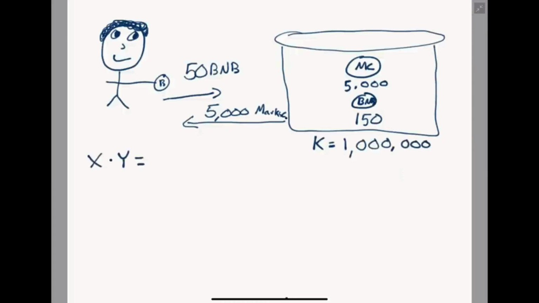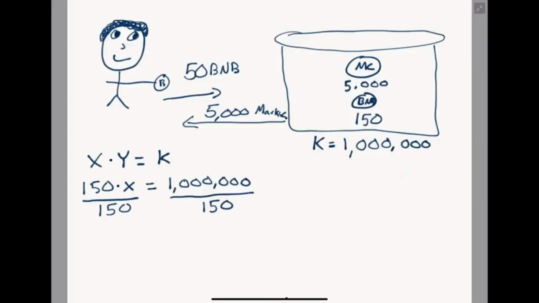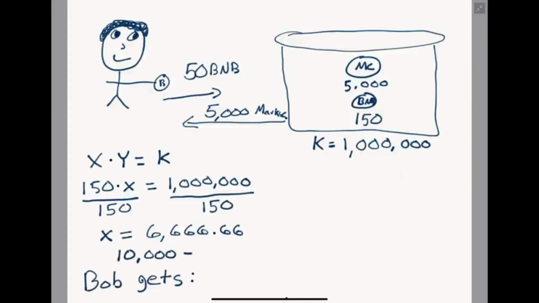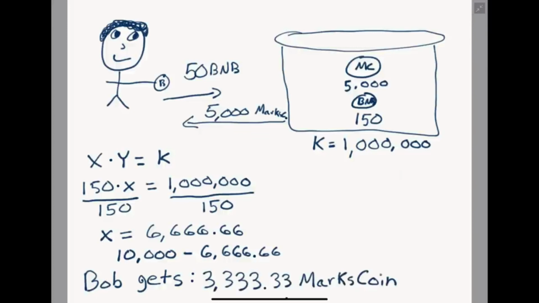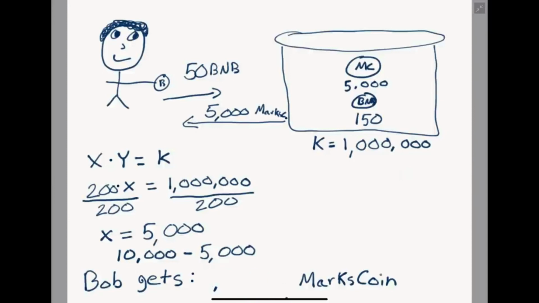So, how many Marks coin will Bob receive? Bob is spending 50 BNB, we know this, so we will update the amount of BNB from 100 to 150. By dividing both sides by 150, we can see that the amount of Marks coin left in the pool after this transaction needs to be 6,666 and 2/3, which tells us Bob will only receive 3,333 and 1/3 Marks coin instead of the 5,000 he had hoped for. The more BNB Bob tries to put in, the worse of a price he will get back, aka the more slippage he will be forced to pay. If he doubles up and puts in 100 BNB, he will only receive 5,000 Marks coin, or half of what the coin's actual value is.